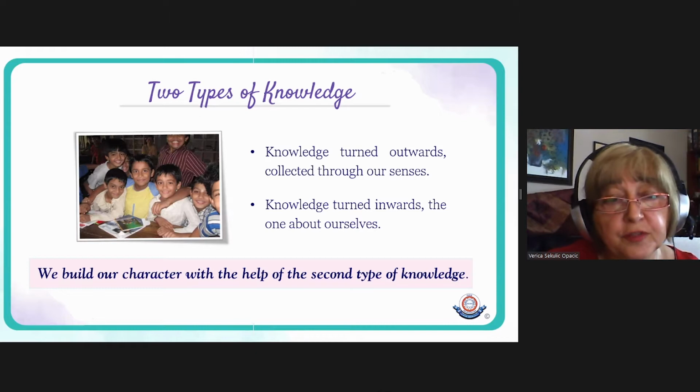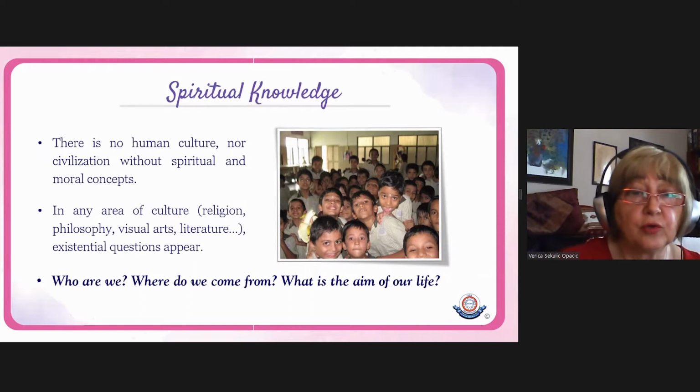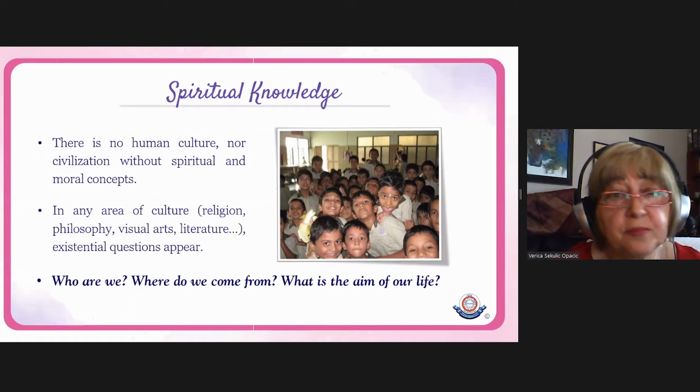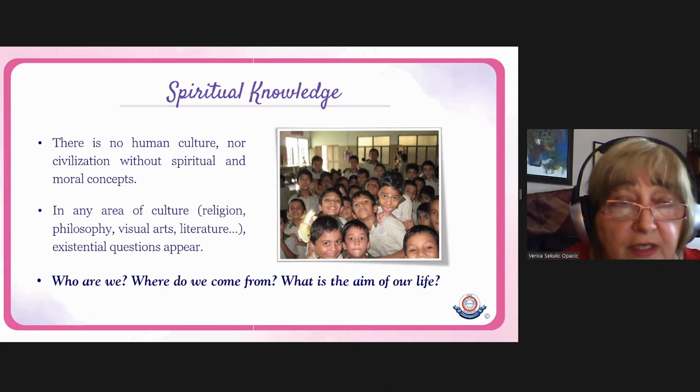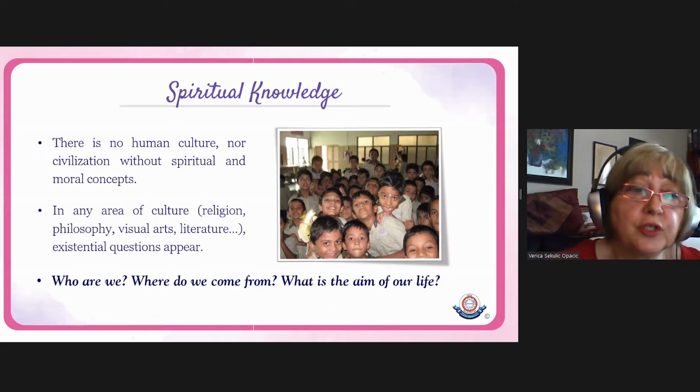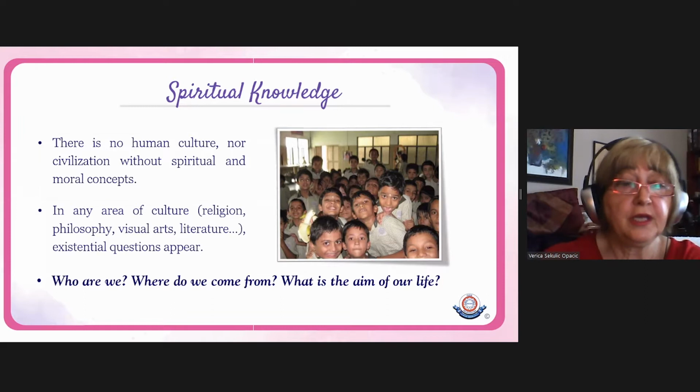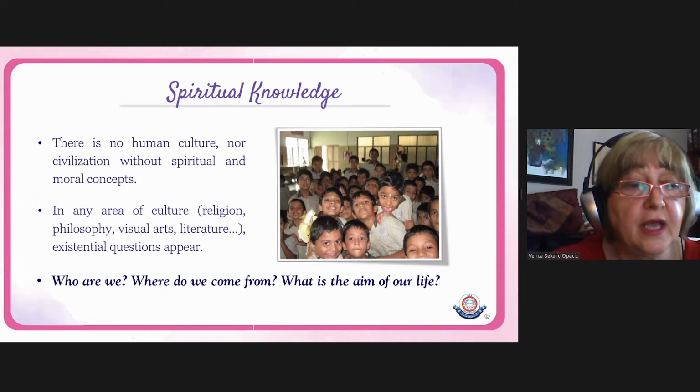Also, this type of knowledge is connected with spiritual knowledge. And this is maybe a controversial term in modern psychology, because it deals with a field which is not easily visible. And we have to go deep inside to understand what spiritual knowledge is. But this idea is also not a new idea. Throughout the development of humans, throughout the development of us as a race, we always had this part of knowledge, because there is no human culture nor civilization without spiritual and moral concepts. And each religion has these spiritual and moral concepts at its base. And we can find these ideas in philosophy, visual arts, and literature, in any area of literature.